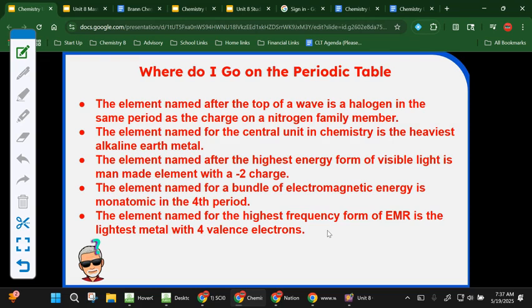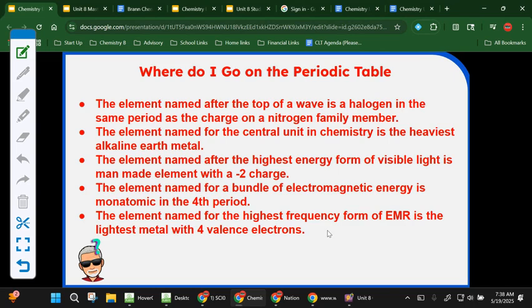Okay, so what we're doing is we're getting you into places on the periodic table and elements. Okay, so I know you missed Friday because you were taking your test. Okay, so in the notes, which I'm going to show you in a minute, there is an element that is named after the high point of a wave, or the top of a wave. Okay, so you would take the element crestogen and you're going to put it somewhere on the periodic table.